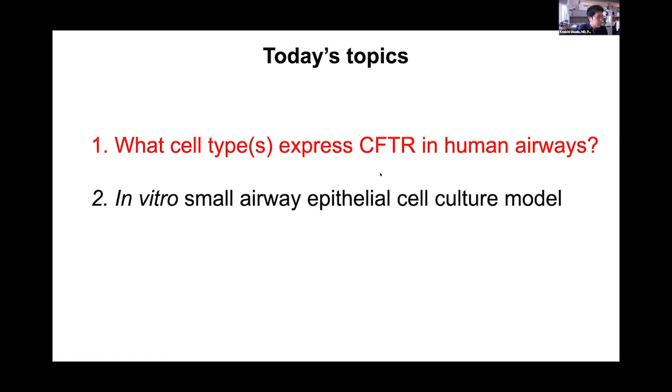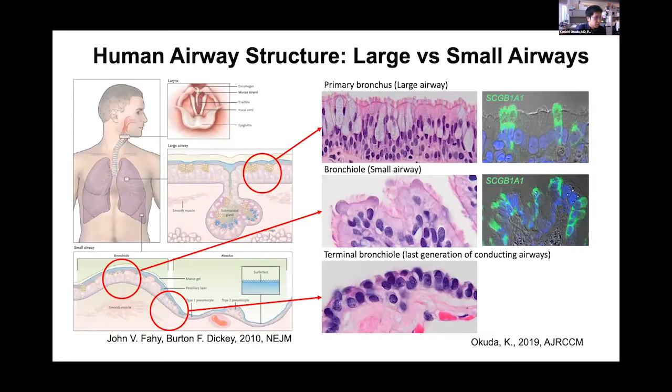Today my presentation focuses on two topics. Mainly number one: what cell type expresses CFTR in human airways. So for introduction, let me explain the brief structure of human airways. As you can see, there is a difference between large airways, small airways, and alveoli in human airways.